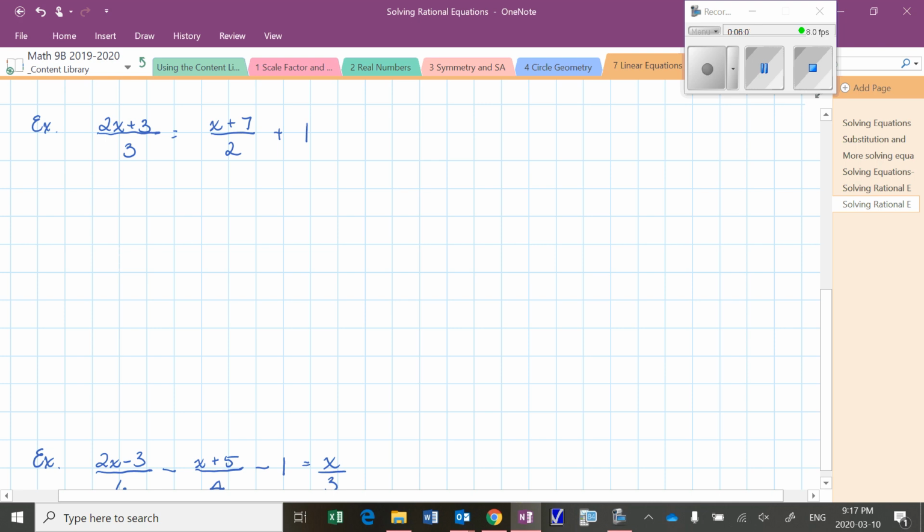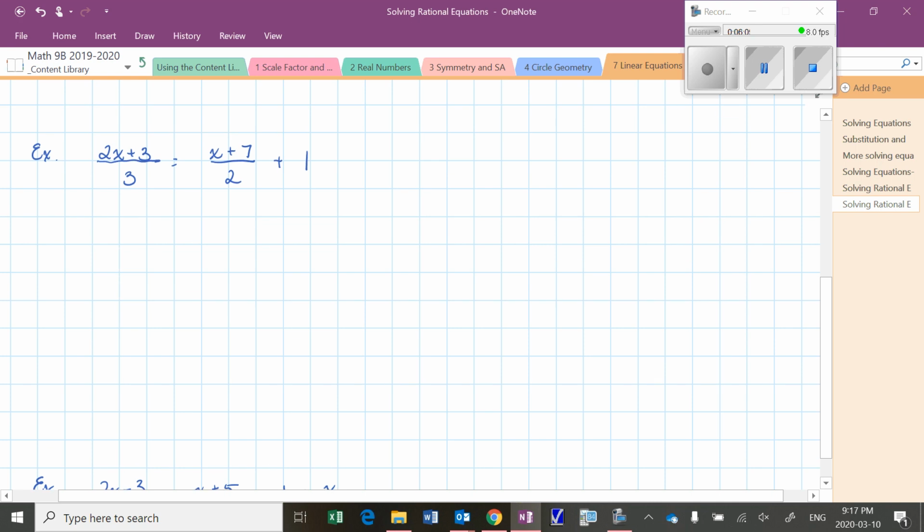So in this particular one, we've got 2x plus 3 all over 3 is equal to x plus 7 all over 2 plus 1. And so once again, we've got a couple of different denominators. The difference in this particular case, though, is rather than just having the 2x over the 3 or the 3 over 3, we've got all of 2x plus 3 all over the 3. So again, we've got some options.